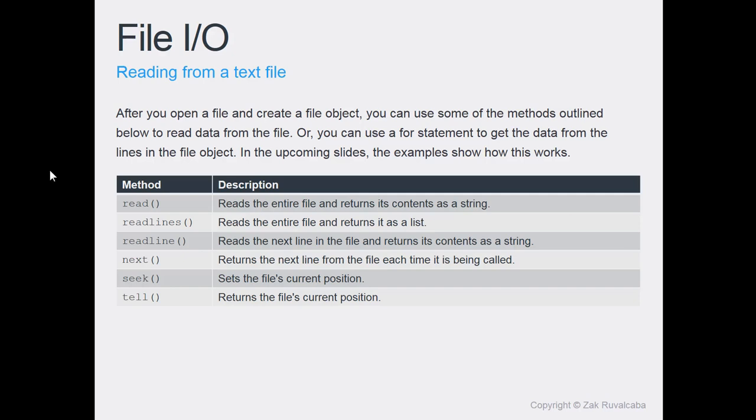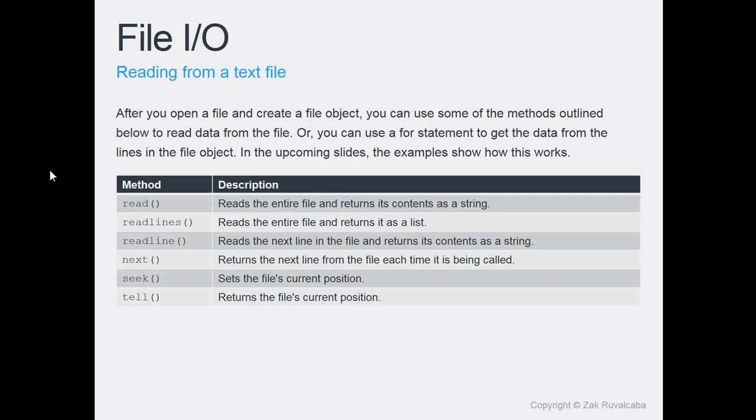So after you open a file and create a file object, you can use some of the methods outlined below to read data from the file. You can use a for statement to get the data from the lines in the file object. In the upcoming slides, the examples will show how all of this works. You can use read, readlines, and readline.